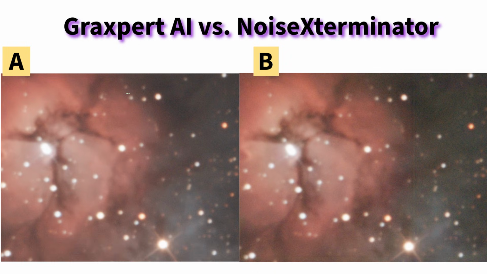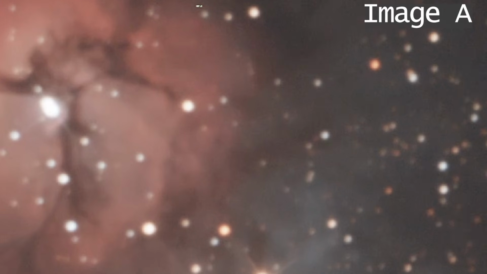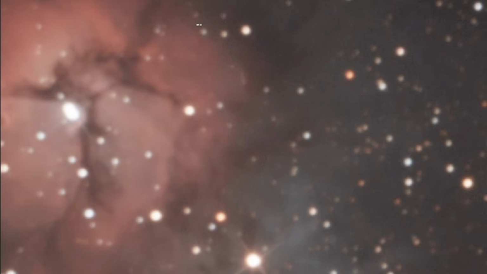Okay, now let's take a look at the stars. One of the biggest risks with AI noise reduction is that it thinks small stars are noise and deletes them, or it creates dark halos or ringing around bright stars. If you look closely at image A, the stars look fairly round. However, on some of them, I can see sort of a red halo and a slight halo around some of them. However, it's not too bad.